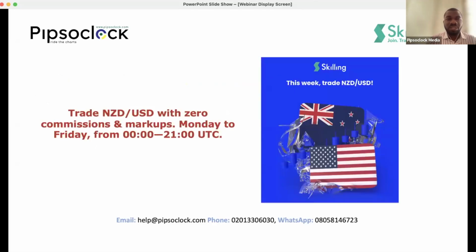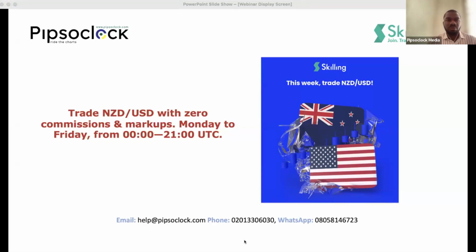Okay. There's a 0-0 campaign. Last week was the NZD USD. This week, if you go to your trading platform on Skilling, you will see, as part of the symbols that are listed, the 0-0 campaign. Every week, there's an instrument that is traded without commission and without any markup. This week it is NASDAQ. If you are trading NASDAQ this week, there are no commissions charged and no markup.